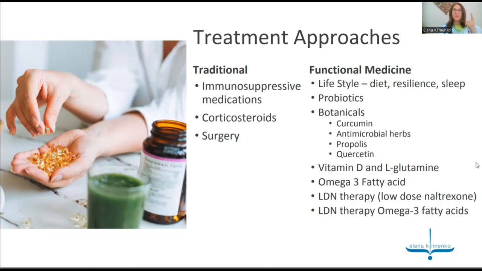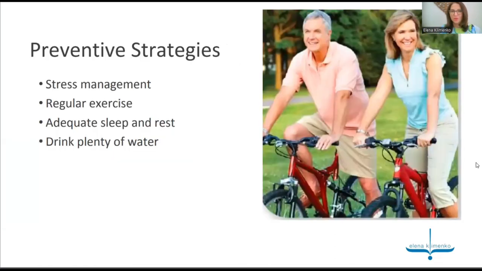And for 3 days, we're going to talk about just one single medicine, which is naltrexone and a low dose of it. But also very important to understand that once people have ulcerative colitis, they need to be on guard for the rest of their lives because we do not cure autoimmunity, but we can very well control it with these preventative strategies like stress management, proper exercise programs, adequate sleep and rest so the body can rejuvenate and repair. And of course, drinking plenty of water.